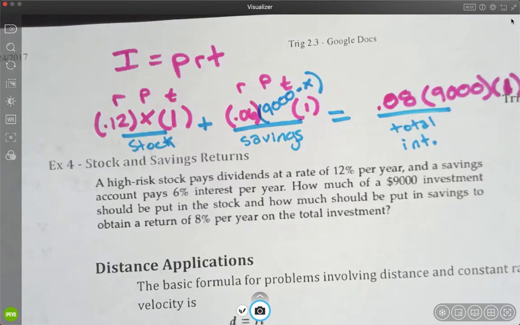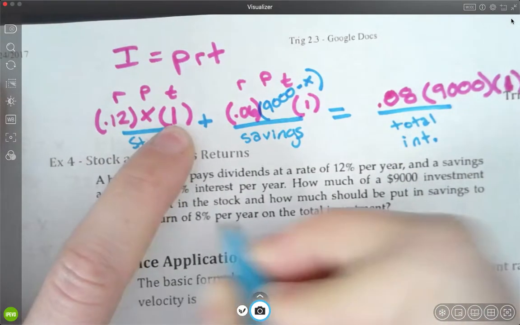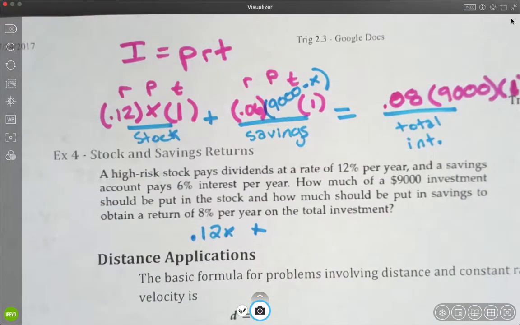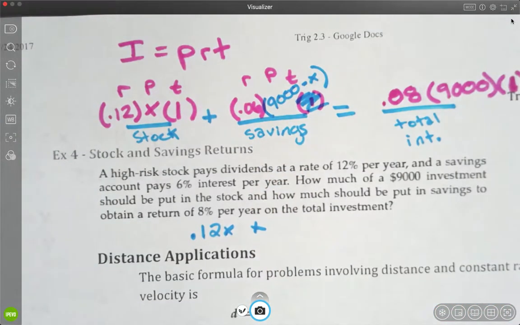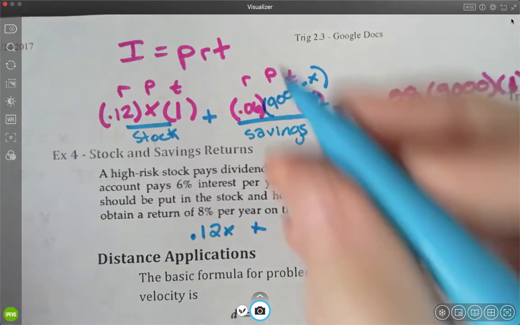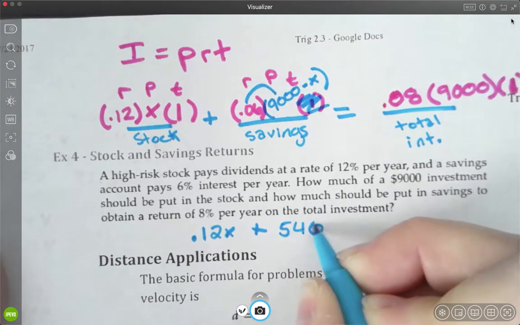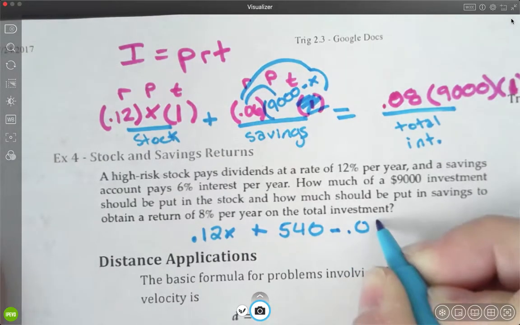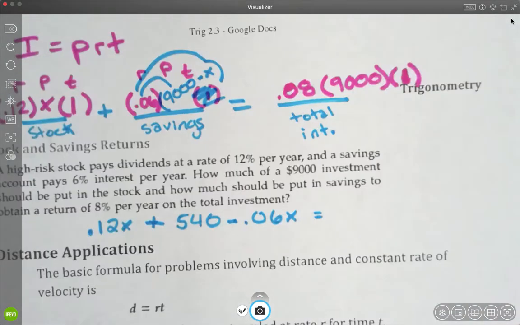Okay, so let's look at this piece right here. 0.12 times x times 1 is just 0.12x plus, now I'm going to get rid of this 1 because the 1 doesn't mean anything, but 0.06 times 9,000 minus x. What do I have to do there? Distribute the 0.06. So what is 0.06 times 9,000? 540, okay? And then 0.06 times negative x is negative 0.06x. Equals, and I can multiply those together. What's that? 720.